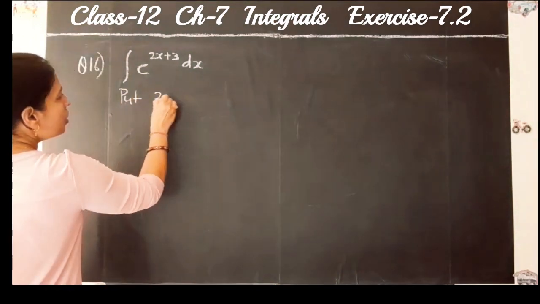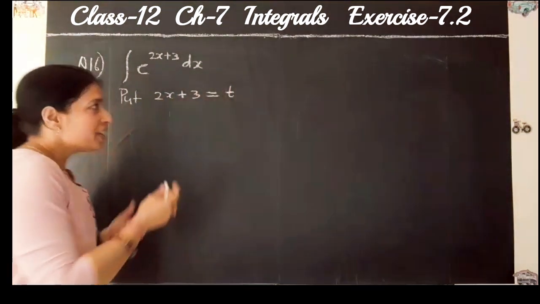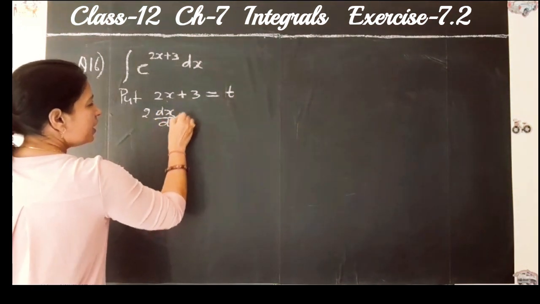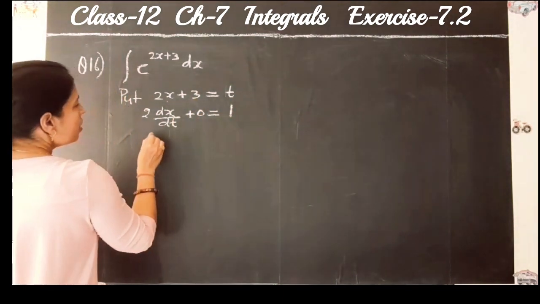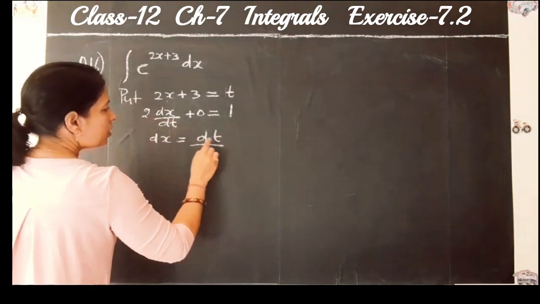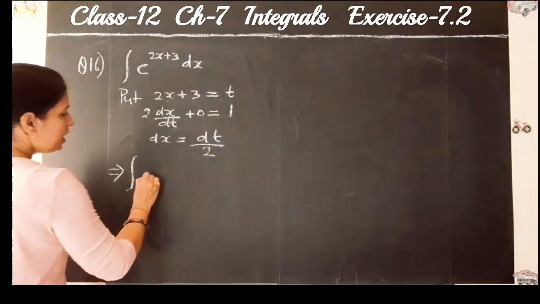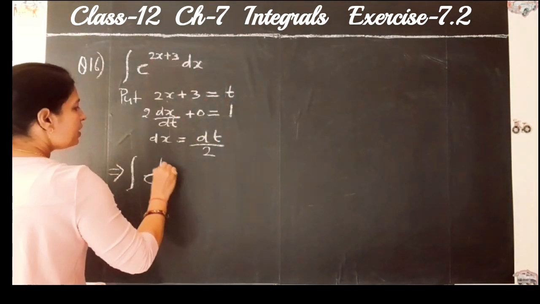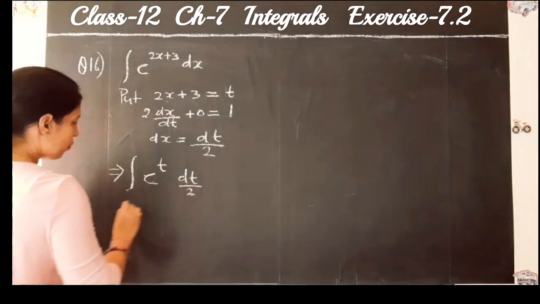here 2x plus 3 is equal to t. Again we differentiate, we get 2 dx by dt. Here it is constant, so it will be 0, and here it is t, so it will be 1. So we can write dx is equal to dt by 2. So we can write our integral as e to the power 2x plus 3 is t. So in place of 2x plus 3, write here t, and in place of dx, write dt by 2.